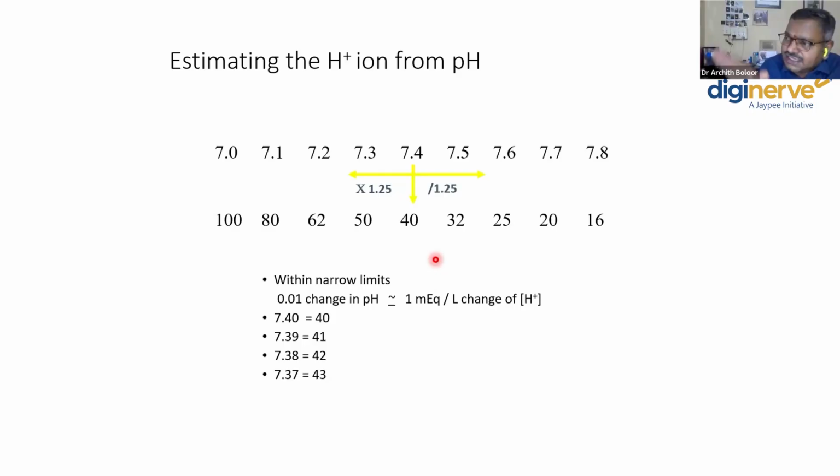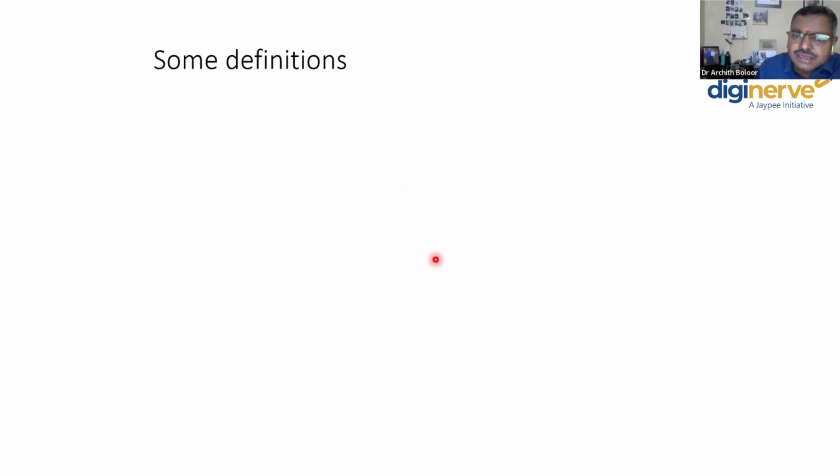So if this is not happening, then we know it is not compensated. This is what is the proper value we have to analyze. So this is some basics before we go on to analyze the ABG.